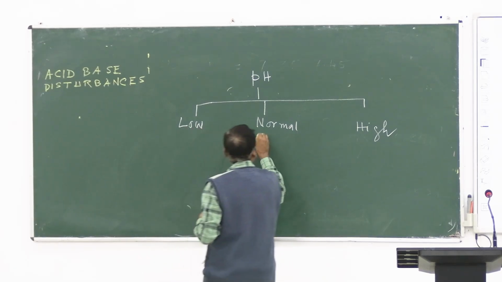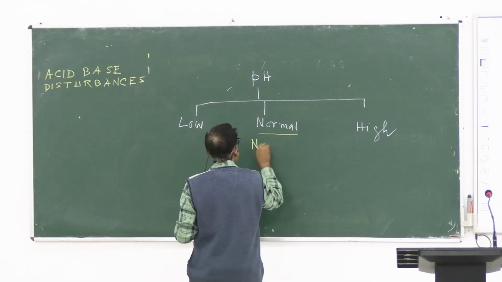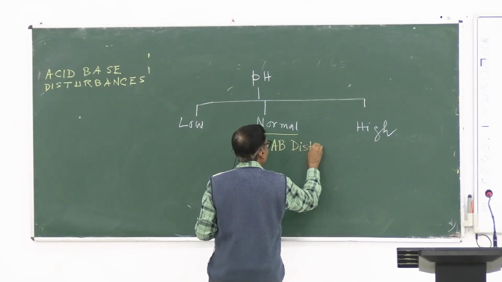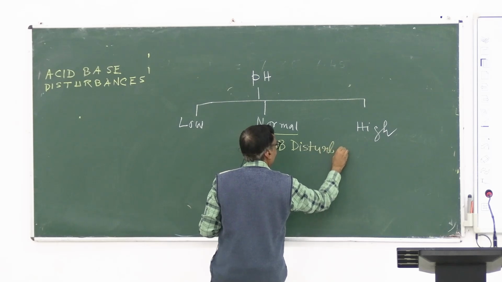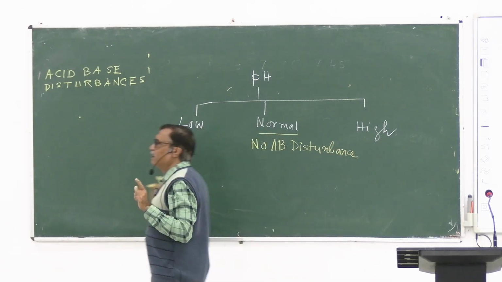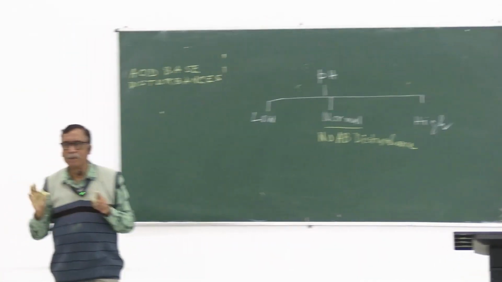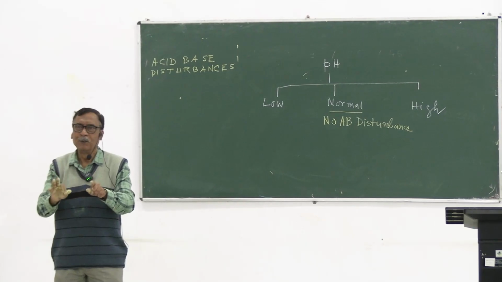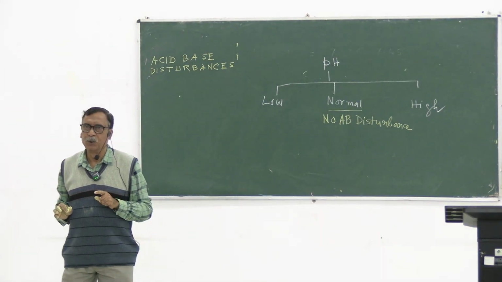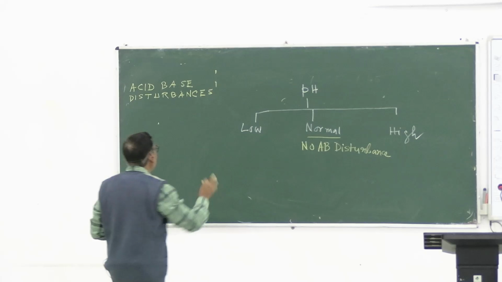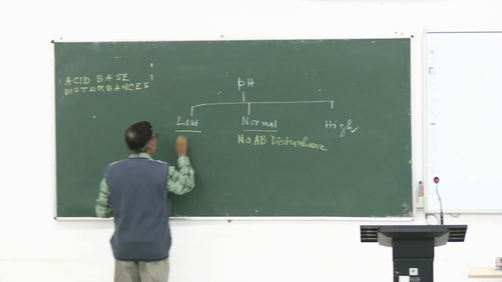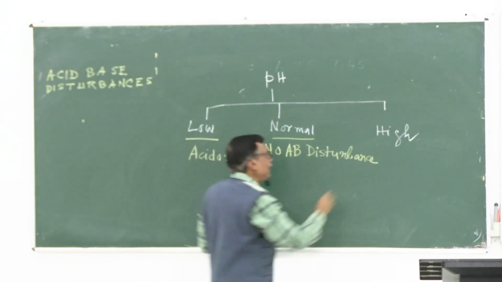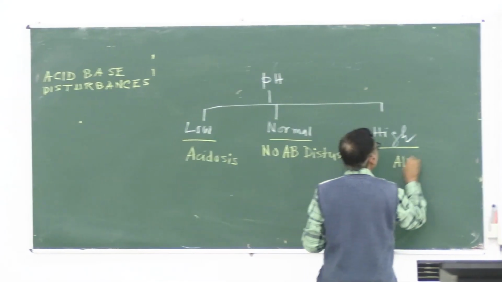তাহলে if the pH is normal, no acid base disturbance. তাহলে অ্যাসিড বেস ডিস্টারবেন্স পেতে গেলে প্রথমে পিএইচটা অ্যাবনর্মাল হওয়া চাই। সো ফার্স্ট অফ অল ইউ লুক দ্য ভ্যালু অফ দ্য পিএইচ, কতটা আছে। যদি লো থাকে, it will be acidosis. If it is high, it is alkalosis.